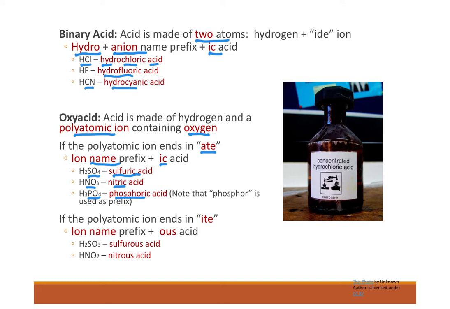If the polyatomic ion ends in ite, that's the other category of oxyacids, then it is the ion name plus the "ous" type of acid. So H2SO4 is sulfuric acid, but H2SO3, because SO3 is sulfite, becomes sulfurous acid. And likewise, HNO2, NO2 being nitrite, will give us nitrous acid.